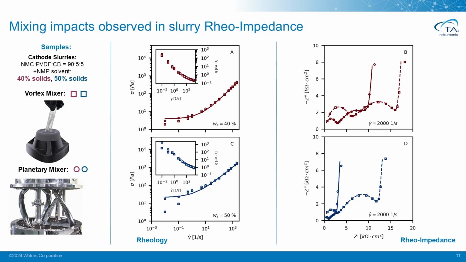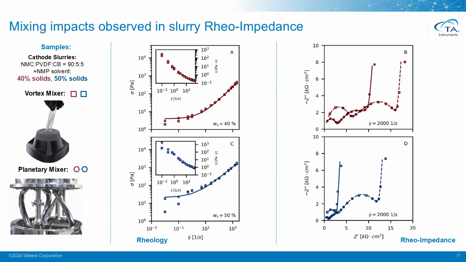And if you look at the rheological data, so basically here in the small insets, there's the viscosity always plotted as a function of shear rate, and there we can see there's basically no difference between the two different mixing types. I mean, there is some slight differentiation here at low shear rates, but overall these curves look very much the same.